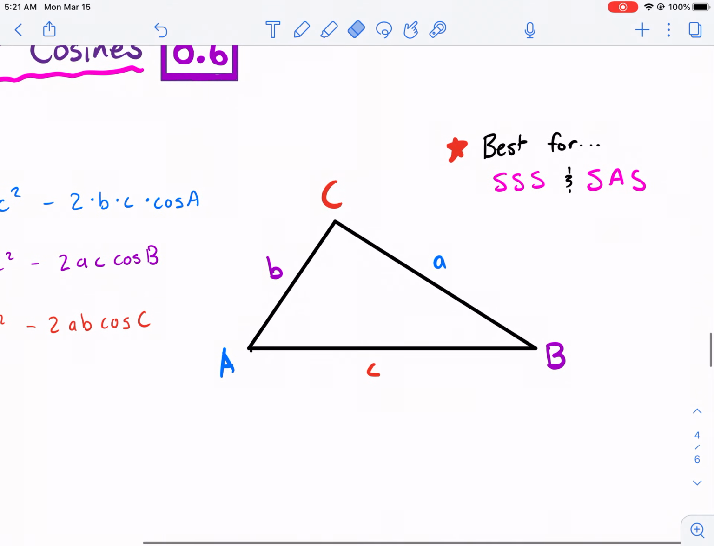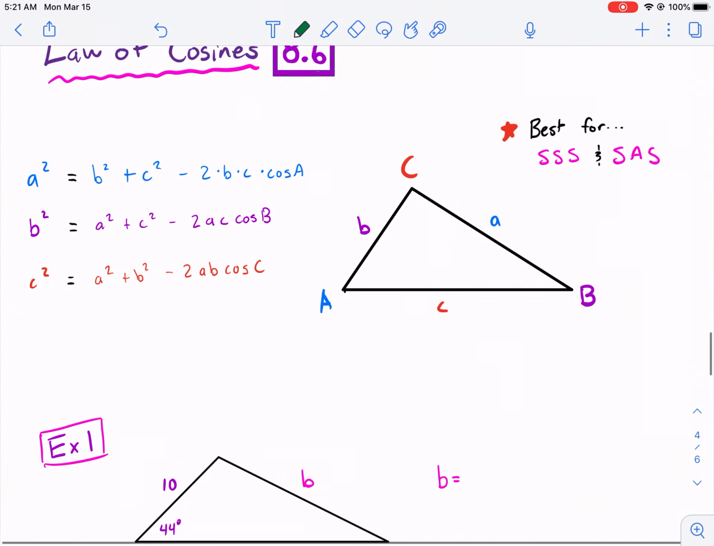This is best for when you have three sides, because you can't use the law of sines in that way, or side angle side. But you can actually use the law of sines for side angle side. It just takes another step, but we'll talk about that in just a second.